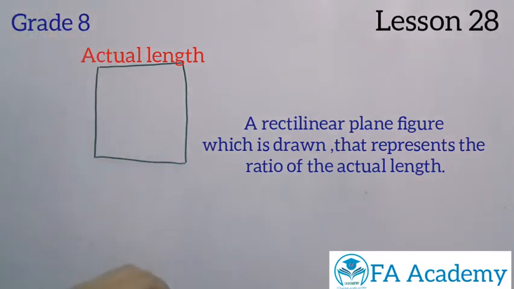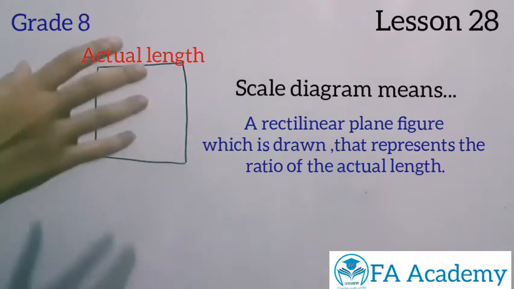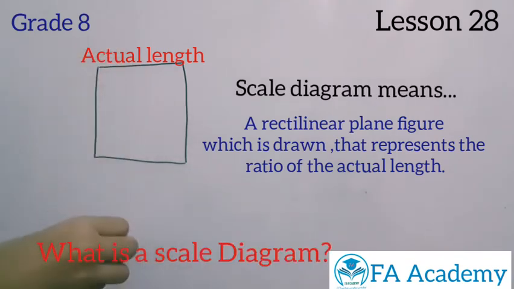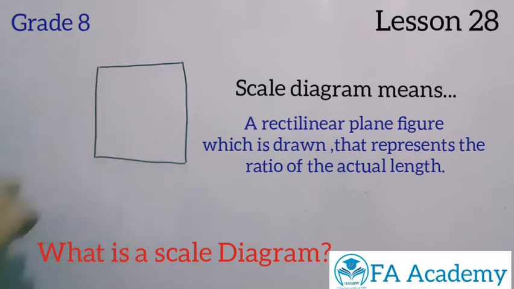So the actual diagram is the measurement that you measure in a room. But the scale diagram means the measurement that you measured and then brought into your book. So I think you got an idea about it.